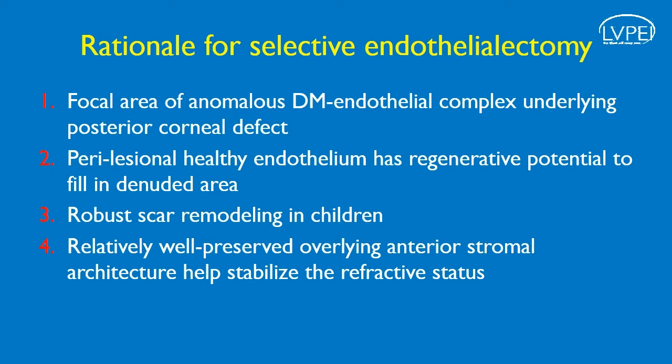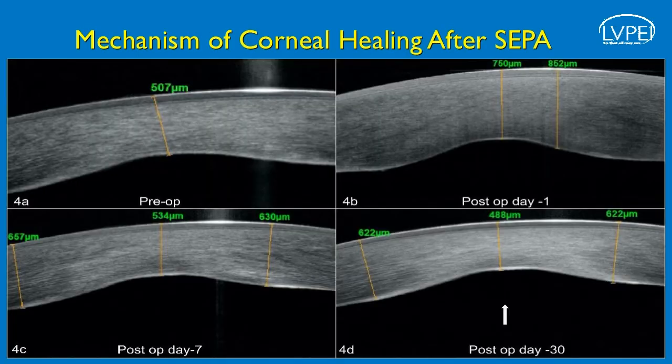Once we remove that anomalous layer, the perilesional healthy endothelium tends to regenerate and fill the denuded area, leading to the resolution of the corneal edema. And also robust scar remodeling in children, together with the overlying well-preserved anterior stromal architecture, helps in the rehabilitative journey of a child. We documented the postoperative healing response after SEPA using high-resolution anterior segment OCT.